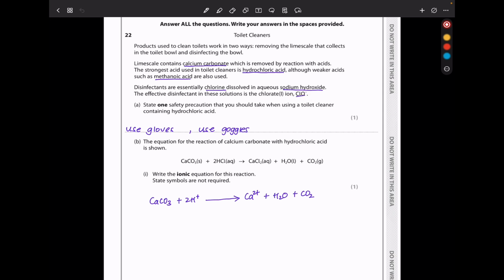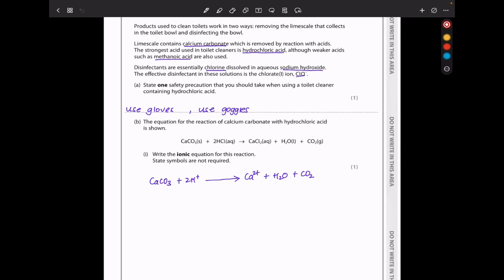State 1 safety precaution that you should take when using a toilet cleaner containing hydrochloric acid. Hydrochloric acid is corrosive, so we need to use gloves as well as goggles.